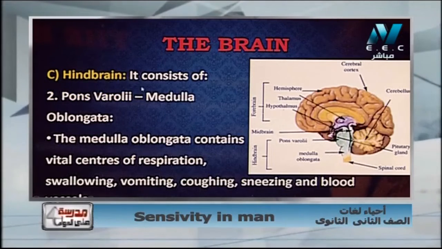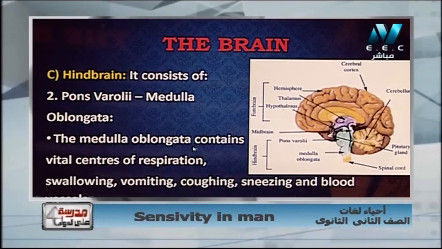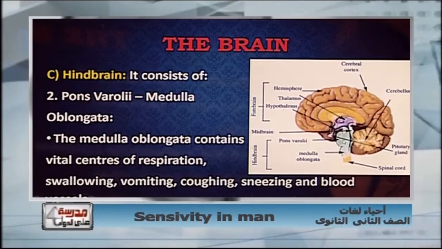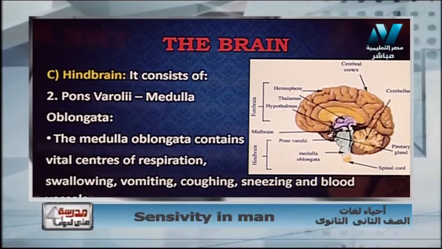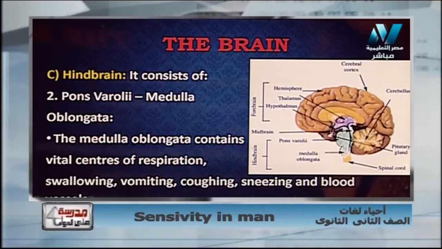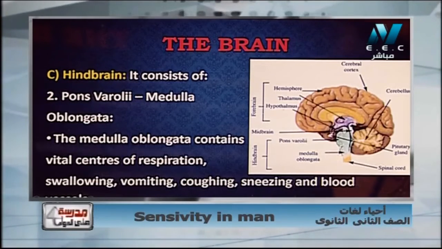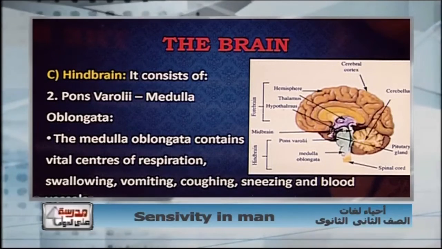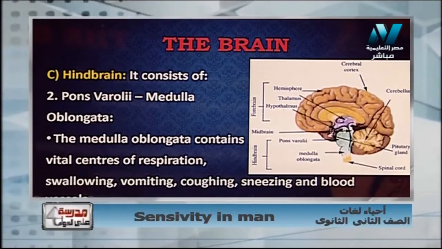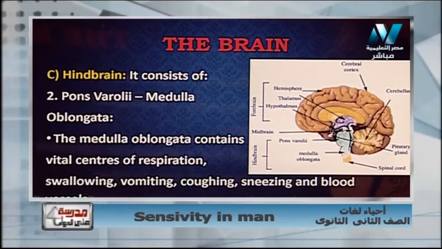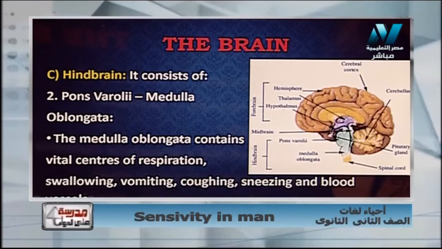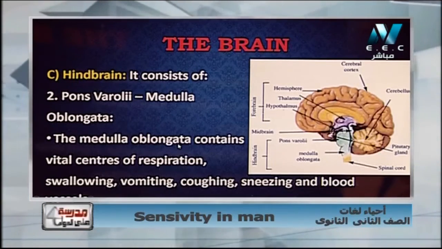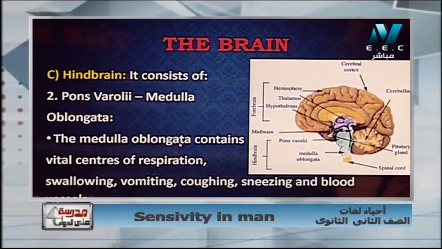The hindbrain consists of pons varolii and medulla oblongata, that is colored in light blue. This is the pons varolii and this is the medulla oblongata. The medulla oblongata and the pons varolii are responsible for the transmission of impulses coming from the spinal cord to the brain and vice versa.